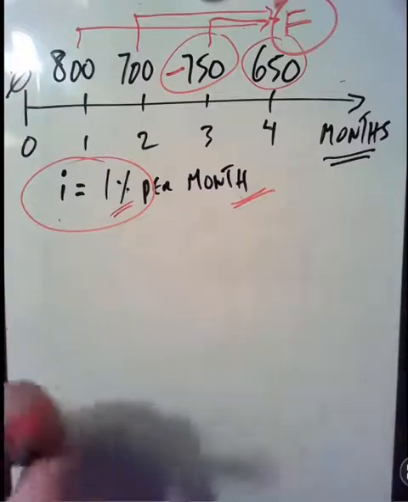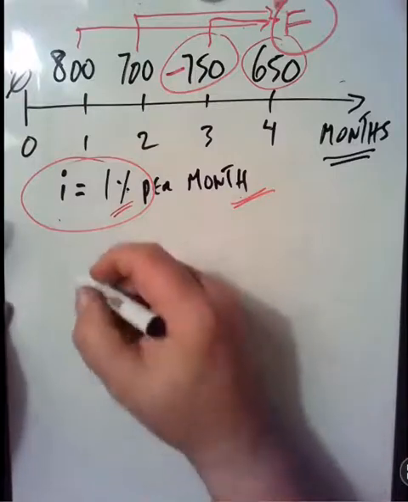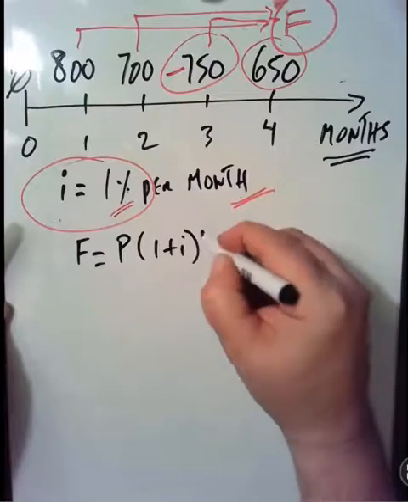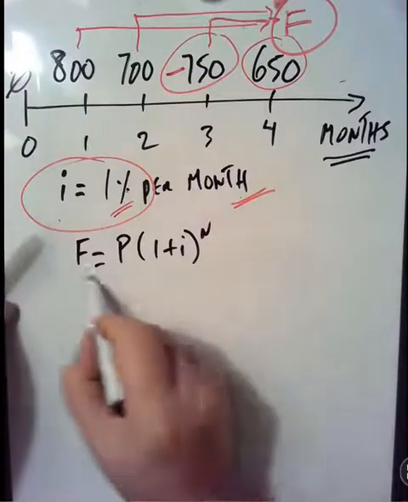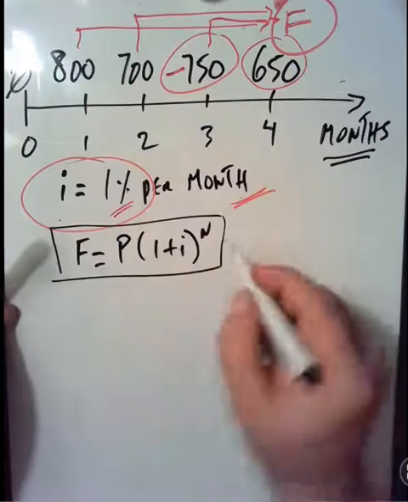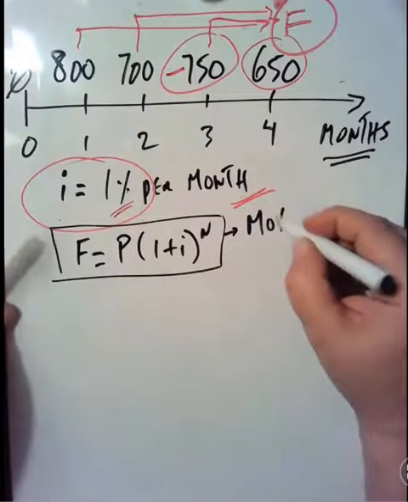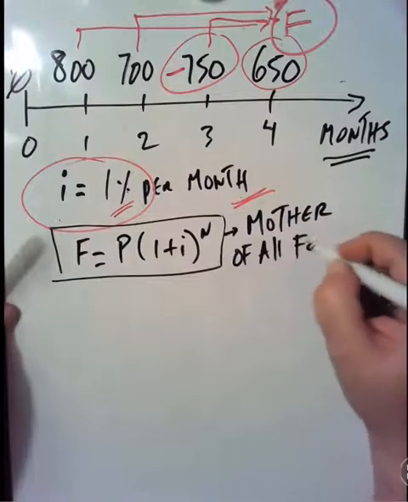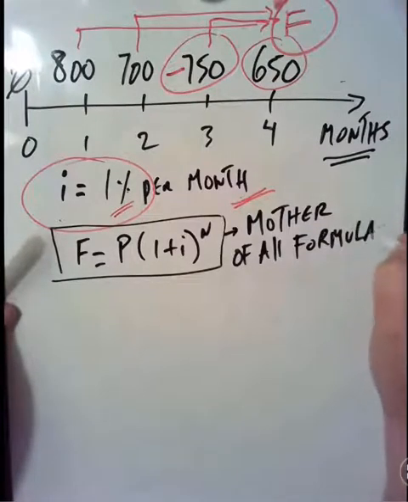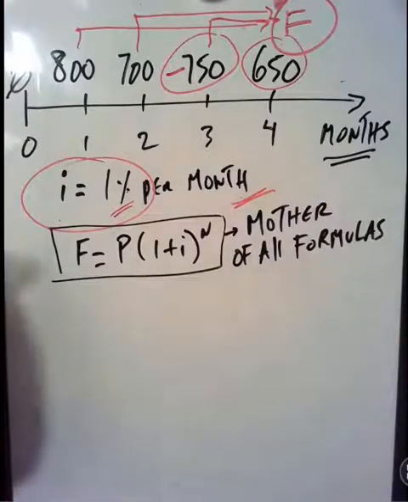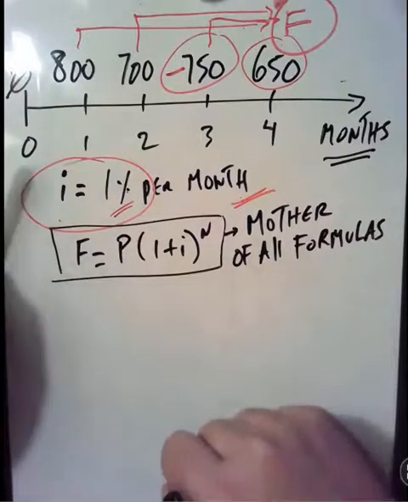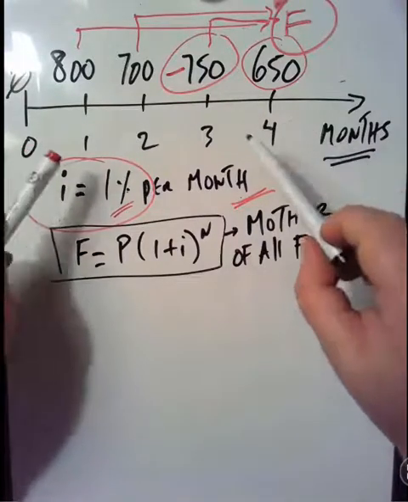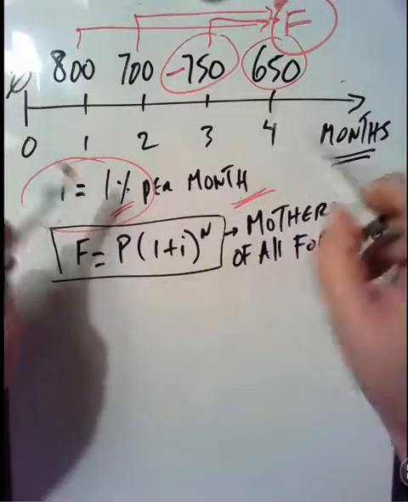So the future value, we know it's equal to the present value times 1 plus the interest rate to the power of n. This is what I call the mother of all formulas in our class. So if I want to figure out how much I'm going to have at the end of 4 months, basically I need to compute the future value of each one of these cash flows and then add them up.